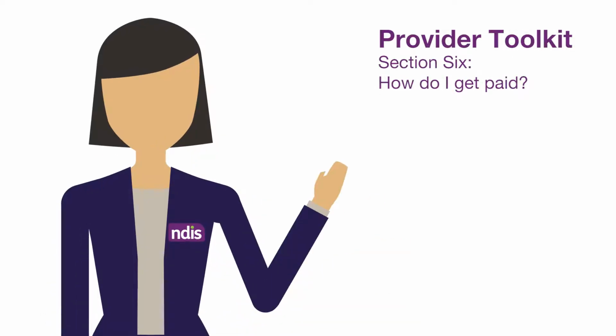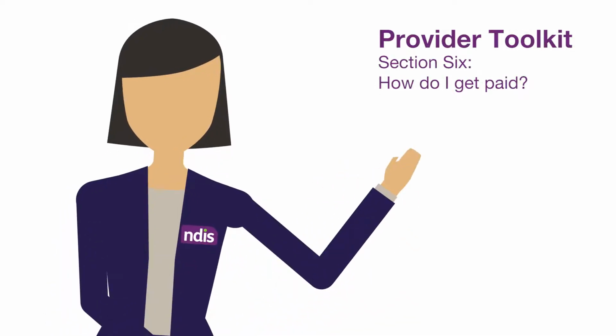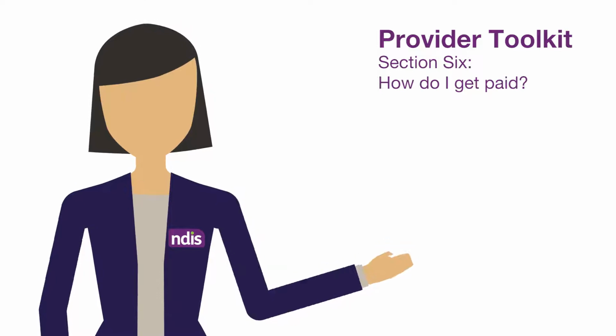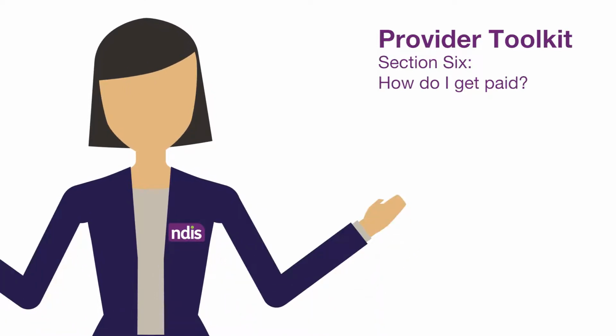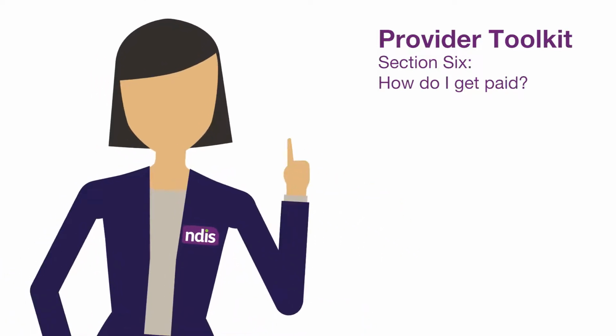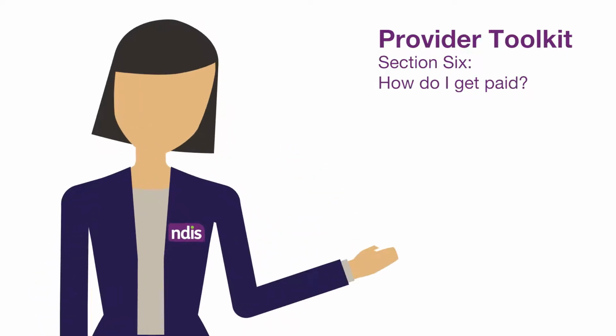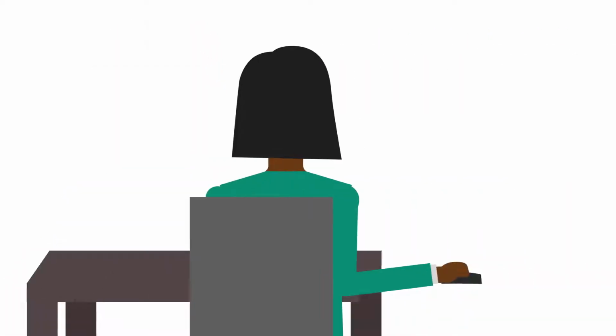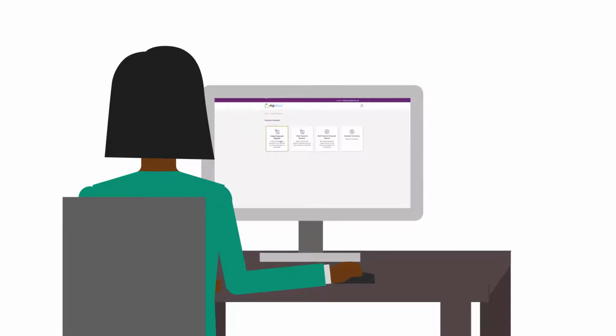Have you registered and started delivering supports and services to people with disability as a National Disability Insurance Scheme or NDIS provider? You have? Well, it's time for you to get paid for your work. This overview shows you how to use Section 6 of the Provider Toolkit to process payment requests so you can get paid for your work.